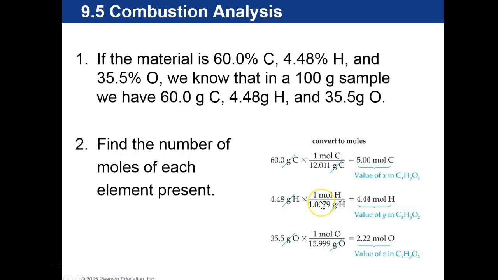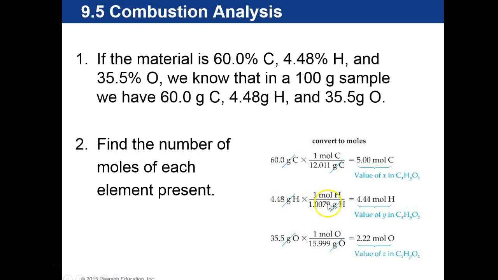All right, so here, if the material we just mentioned was 60% carbon, 4.48% hydrogen, and 35.5% oxygen, we know that a 100-gram sample would be 60 grams carbon, 4.48 grams hydrogen, and 35.5 grams of oxygen. Now we need to figure out the moles of each one. This is where your periodic table comes in handy. So we know we've got 60 grams. I taught you earlier that 1 mole has 12 grams. So we're left with 5 moles of carbon.